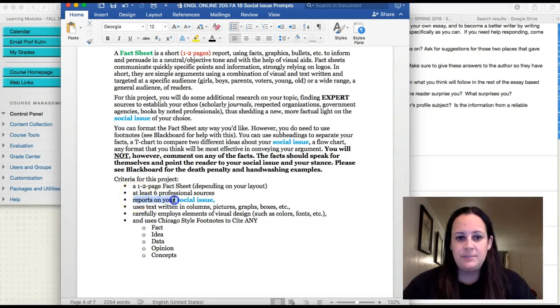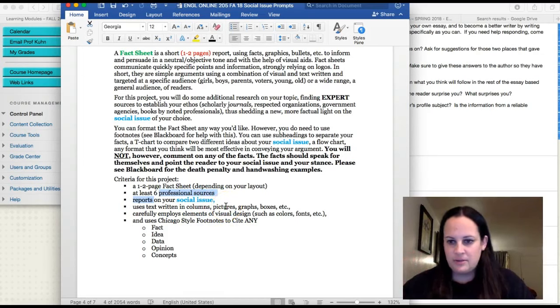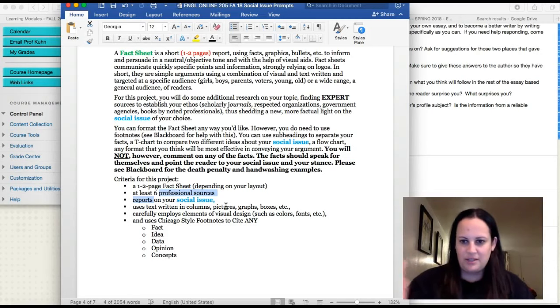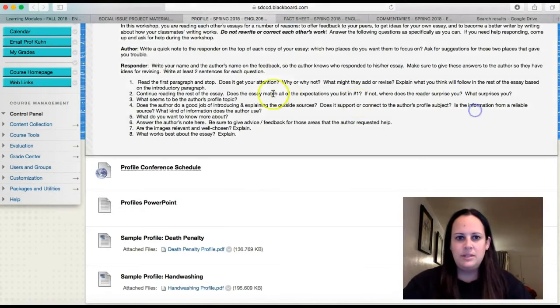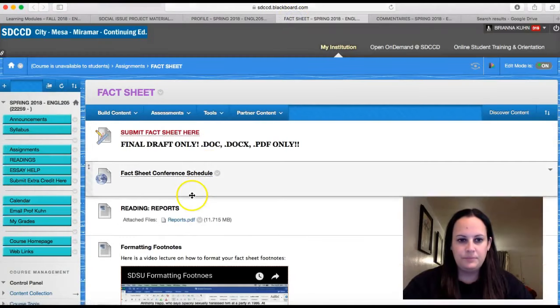You need at least 6 professional sources, and this is a report directly on the social issue now. So no longer are you talking about Leonardo DiCaprio, okay? You're going to be talking about the environment if that's your social issue. Okay, no longer are you talking about Miriam Sidibe or the Innocence Project. You are now talking about hand washing and the death penalty. So let's look at a couple samples.